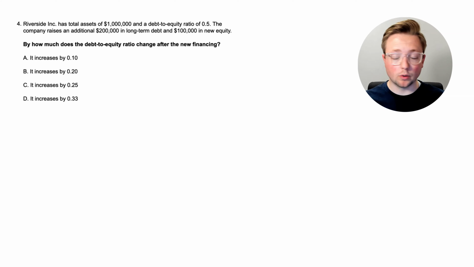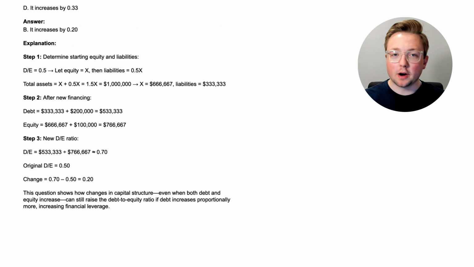Now, we've gone over how to do the debt-to-equity ratio, and if you remember how to do normal accounting, you should be able to figure out this question. So pause the video, figure out the change in the debt-to-equity ratio, and come back when you're ready. Okay, here we are. The answer is B. It increases by 0.2. So the debt-to-equity ratio increases by 0.2.